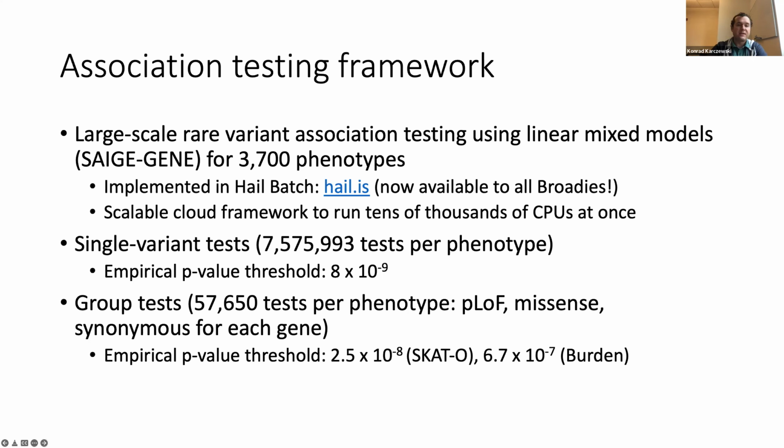We did that for the single variant tests as well as scatter and burden, and got somewhere in the 10 to the -8 range or so for the exome.